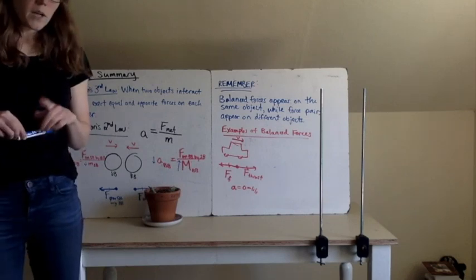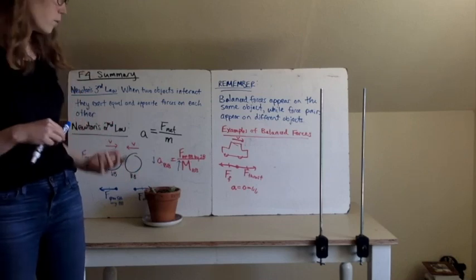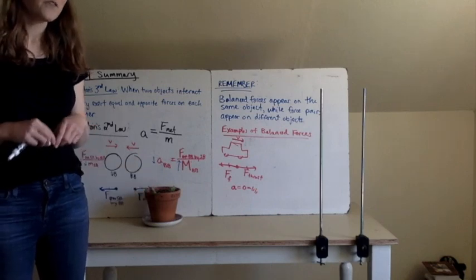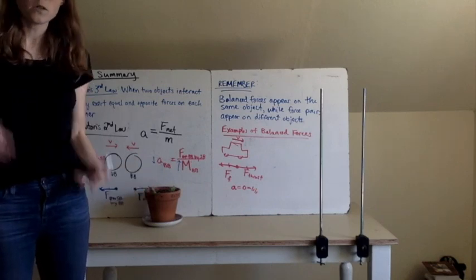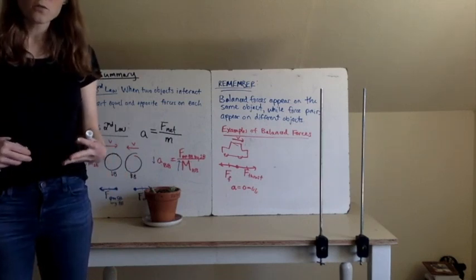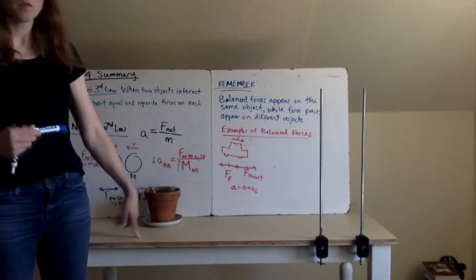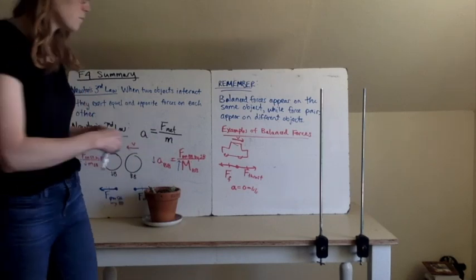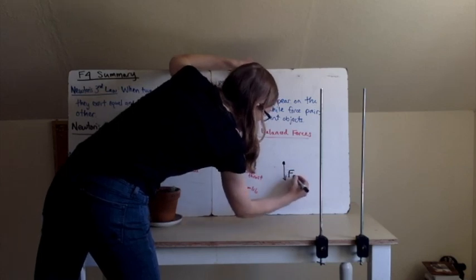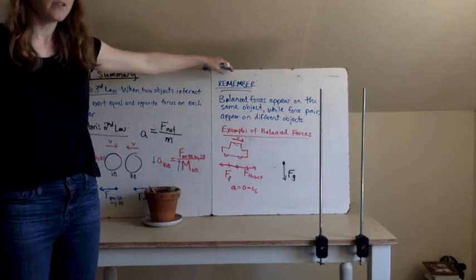I know that the forces are balanced, like I was saying, because I don't see any acceleration. And then I have to think about, well, what forces are acting on this? You might think that there's no forces, but there is a force, and it's the force that holds us all to the planet Earth, the gravitational force. That gravitational force is an interaction between the potted plant and the Earth. The Earth is pulling the plant downwards.